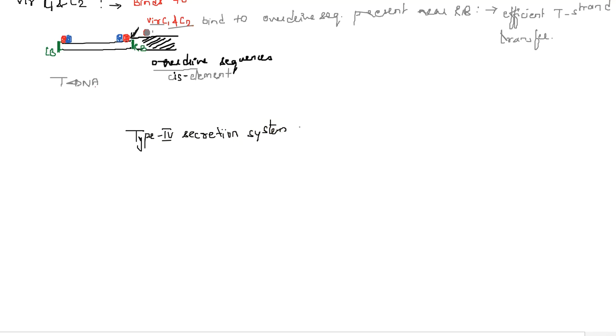In short, we say it as T4SS. This type 4 secretion system is encoded by another kind of Vir gene known as Vir-B. It is assembled from 11 proteins, that is Vir B1 to Vir B11.